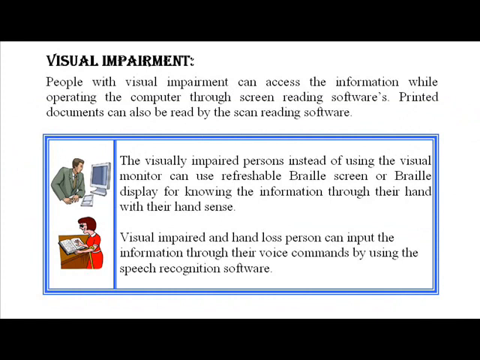Visual impairment. People with visual impairment can access information while operating the computer through screen reading software. Printed documents can also be read by scan reading software. Visually impaired persons, instead of using the visual monitor, can use a refreshable braille screen or braille display to know the information through their hand sense. Visually impaired persons who have lost the use of their hands can input information through voice commands using speech recognition software.